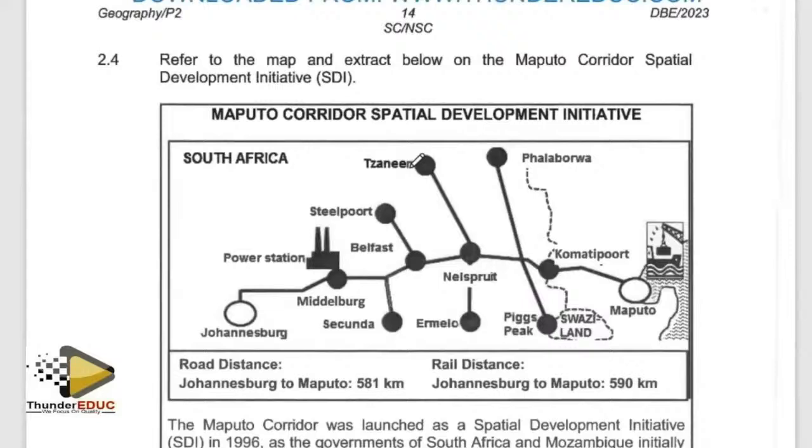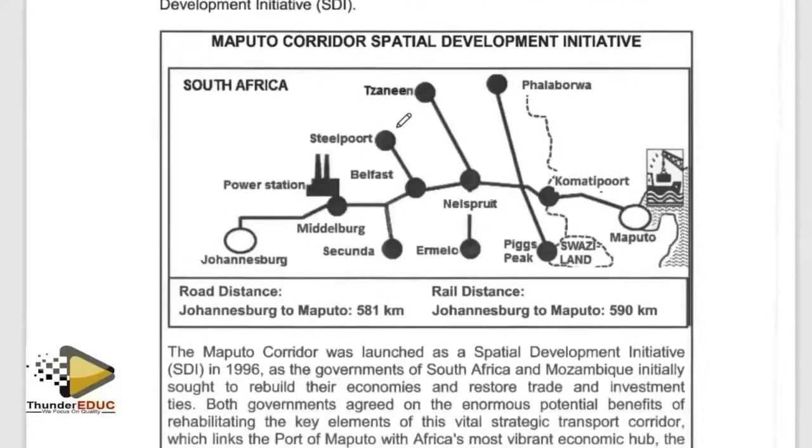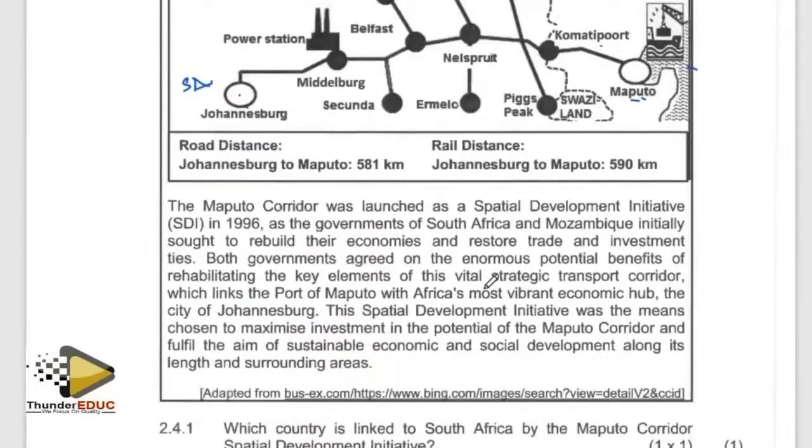2.4. Refer to the map extract below about the Maputo Corridor Spatial Development Initiative. This is the SDI. Here we go. This is Johannesburg. It shows you Middelburg, Secunda, Swaziland, Maputo, whatever. You can interpret Tanzania. There are very many countries here, but there is Maputo. First of all, what do we need to note? Johannesburg is part of South Africa, and Maputo is part of Mozambique. Let's look at the extract provided below.